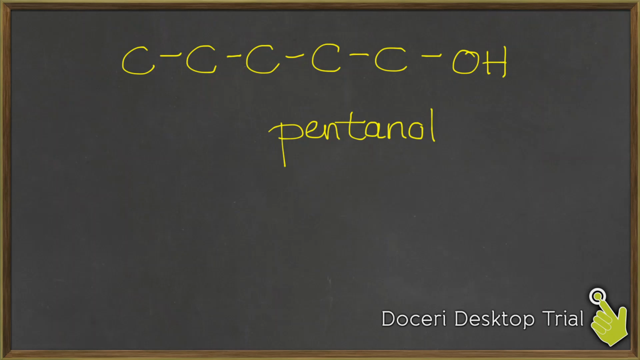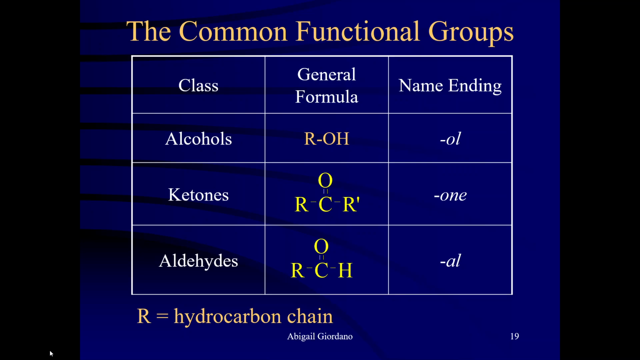All right? And we do need to indicate where that OH group is attached, because an alcohol can have an OH group attached anywhere. It doesn't just have to be on the end. So I'm going to name this molecule 1-pentanol. Okay. If I move the OH group to the second carbon, I would call it 2-pentanol. Okay. So we need to indicate where that OH group is, and that's what makes something an alcohol, right?